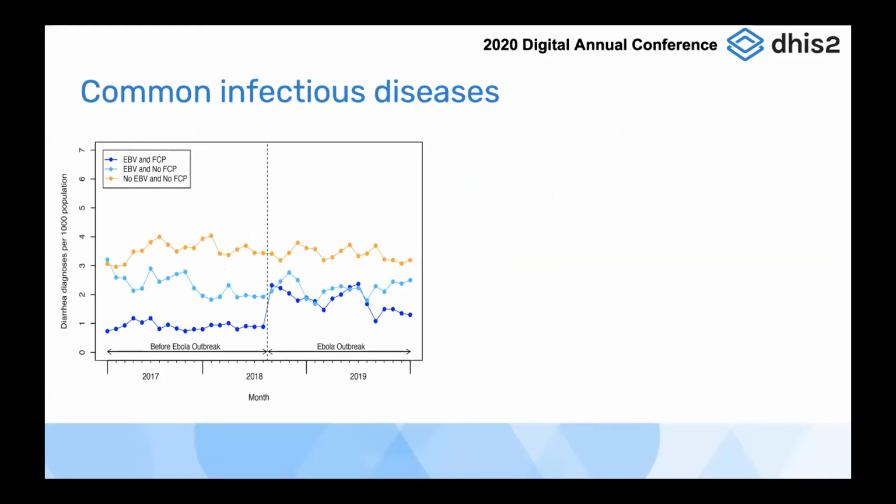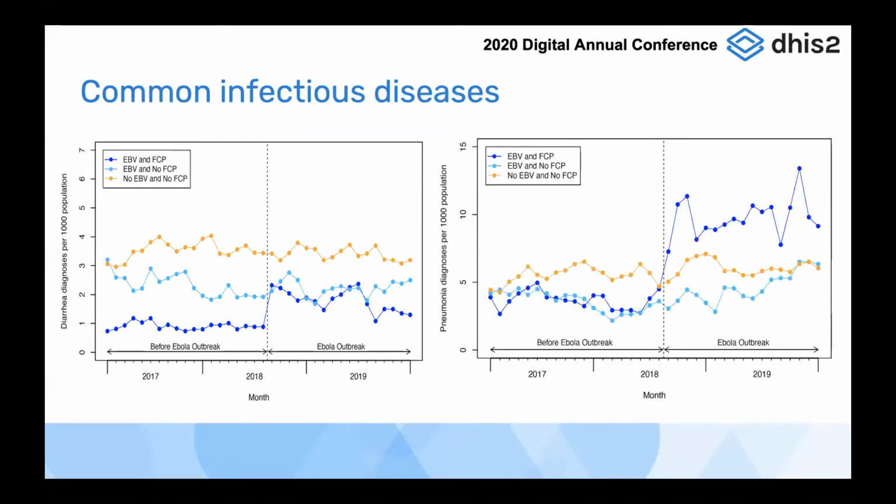As you can see from this chart, the introduction of the free healthcare policy resulted in an increase in the diarrhea diagnosis. The rate more than doubled, and then the gain modestly decreased over time at a rate of about 6% per month, relative to what you would have expected without the Ebola and the free healthcare policy. But if you look at the region without free healthcare policy with Ebola, there were no significant changes.